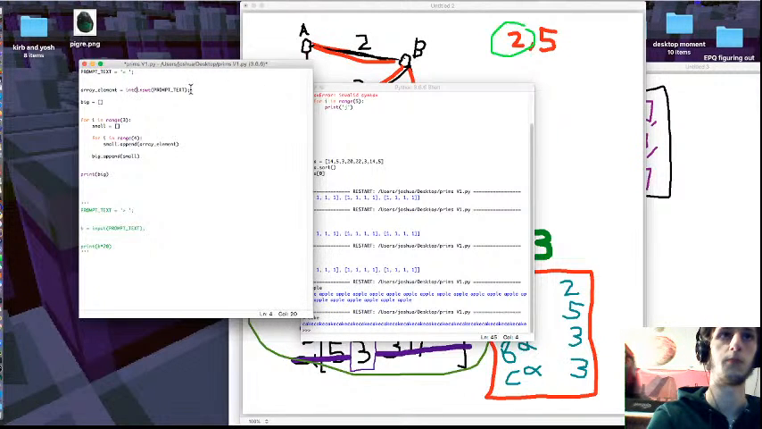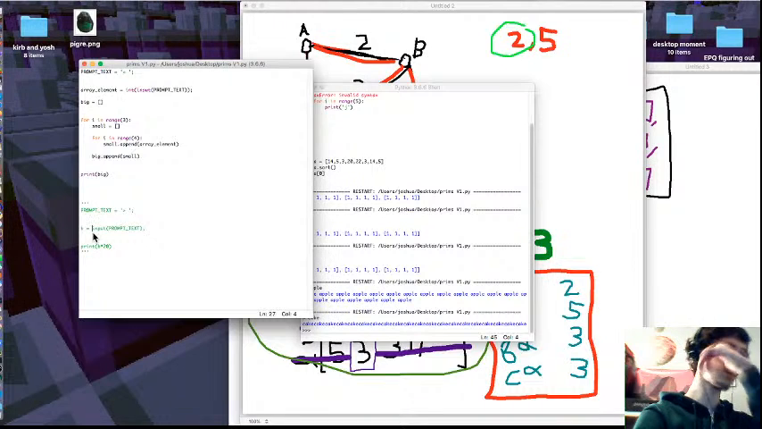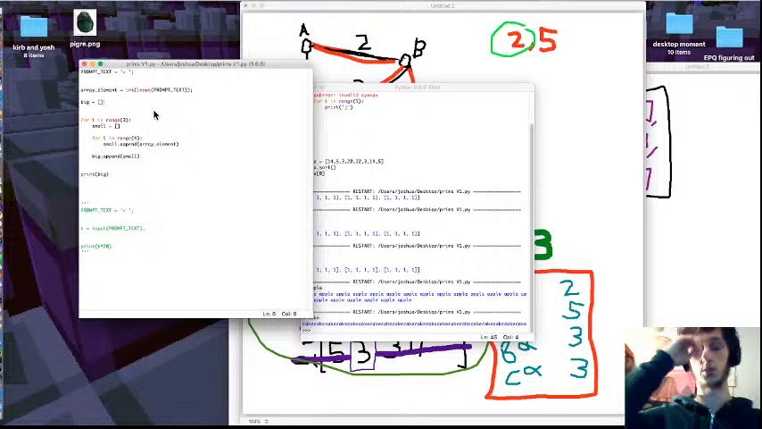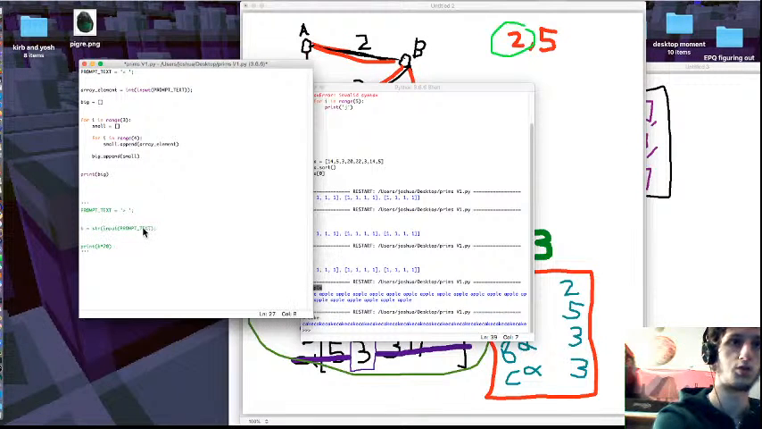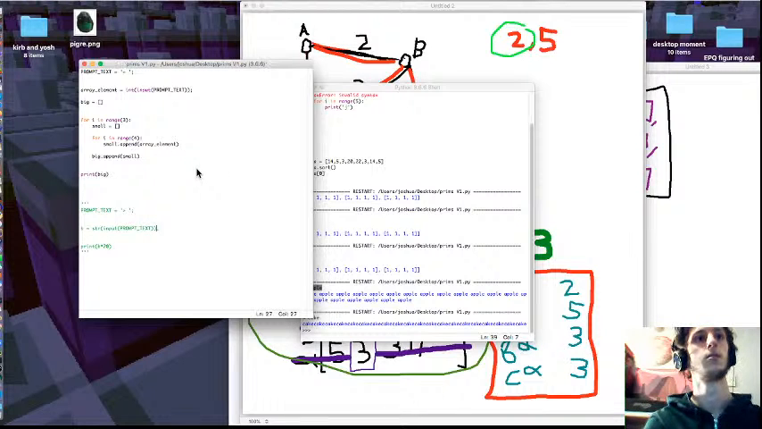We need to say what type of input we're getting. Here is an int input. Before, we should have specified, but we didn't. The default's string, so it worked, and string is just a word. So before we were just inputting a word. We should have specified here. We should have said string to say it's a word. I didn't, but that's okay, because by default it's string.